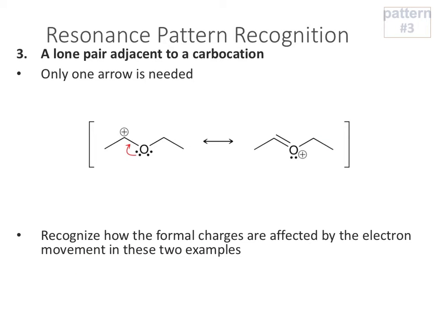The third pattern is having a lone pair adjacent to a carbocation. So here we have a lone pair on an atom directly next door to a positively charged carbon. That lone pair is going to become a double bond with the adjacent carbon, and in doing so, that positive charge moves to the oxygen. So it's important to recognize how, along with the movement of lone pairs and pi bonds, formal charges are also affected. And if you're not sure what the formal charges are going to be, you can always go through the formal charge analysis using the equation that we've talked about.